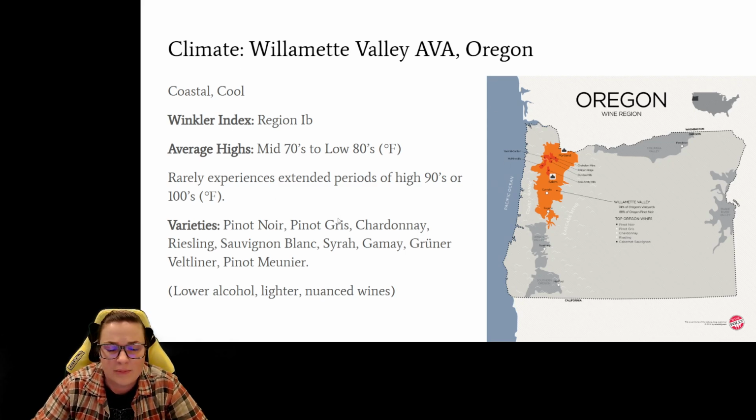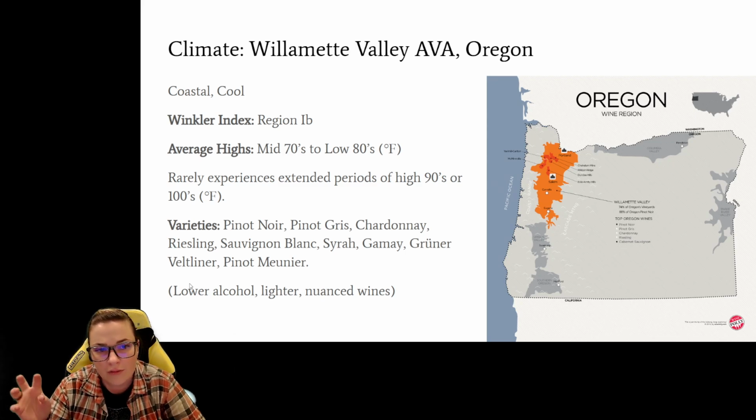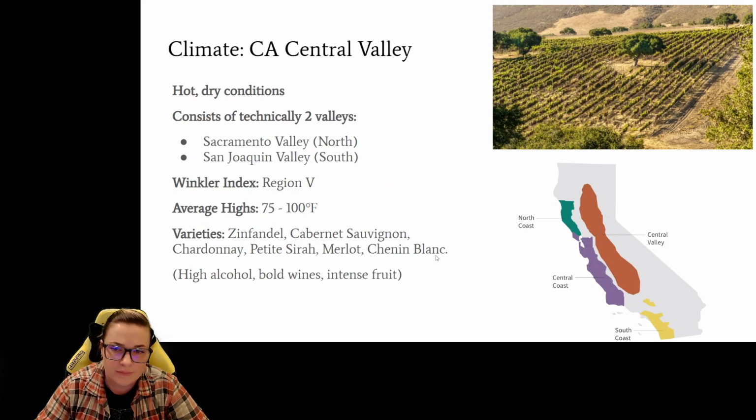They specialize in lighter wines like Pinot Noir, it's a lighter red, Pinot Gris, Chardonnay, Riesling, Sauv Blanc, all fantastic crispy whites. Then they have Syrah, Gamay, Grüner Veltliner, and then Pinot Meunier. So Pinot Meunier is just one of the traditional varieties used in champagne, but Grüner Veltliner is a white variety from Austria, I believe. Very acidic, very lean. So this really goes towards our chart of hot climate versus cold climate, right? With the cold climate, we typically have lower alcohol, lighter, nuanced wines, right? So very, very nice wines coming from this region.